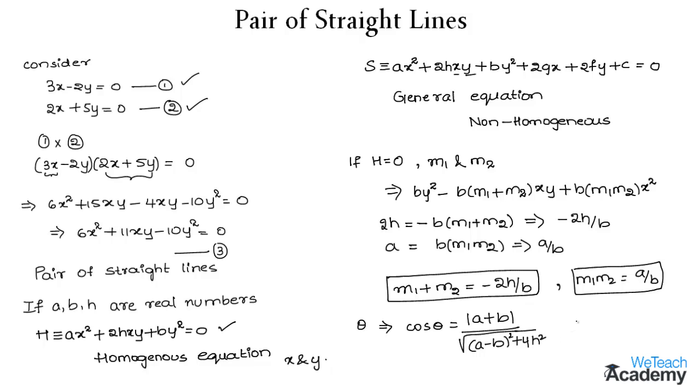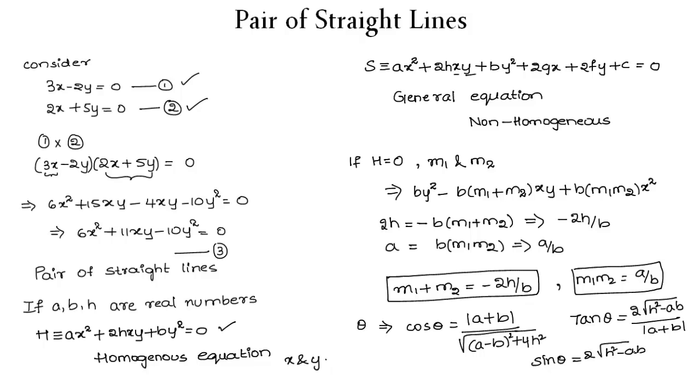We can also represent the angle in terms of tan theta, and its formula is 2 into under root (h square minus ab) divided by mod (a plus b). Then the formula for sin theta is 2 into under root (h square minus ab) divided by under root ((a minus b) whole square plus 4h square). Remember all these formulas, as they are important in solving examples in upcoming videos. So stay tuned.